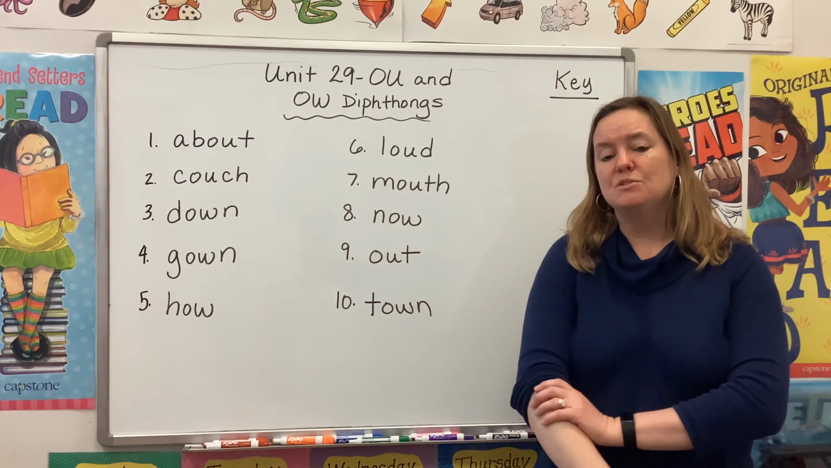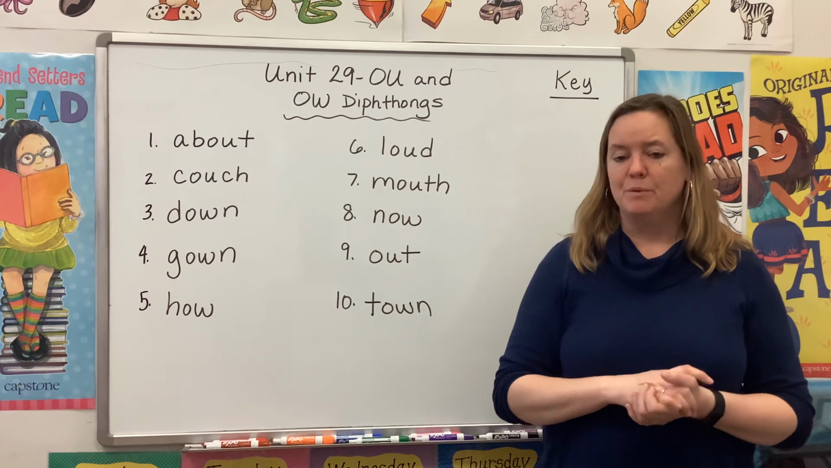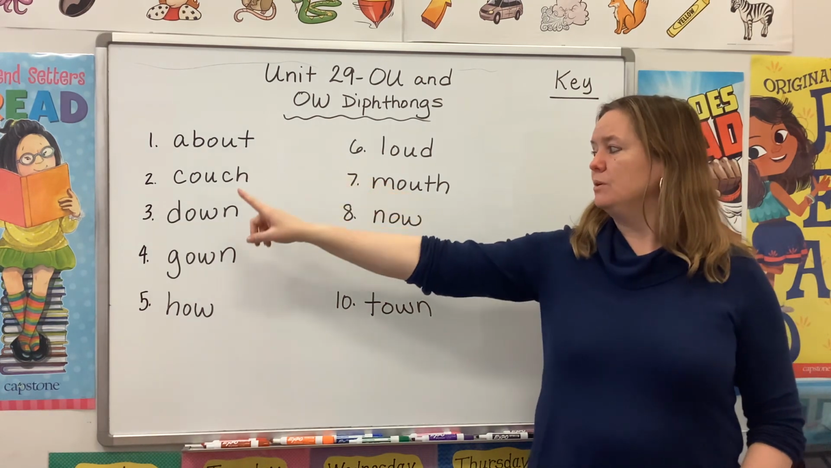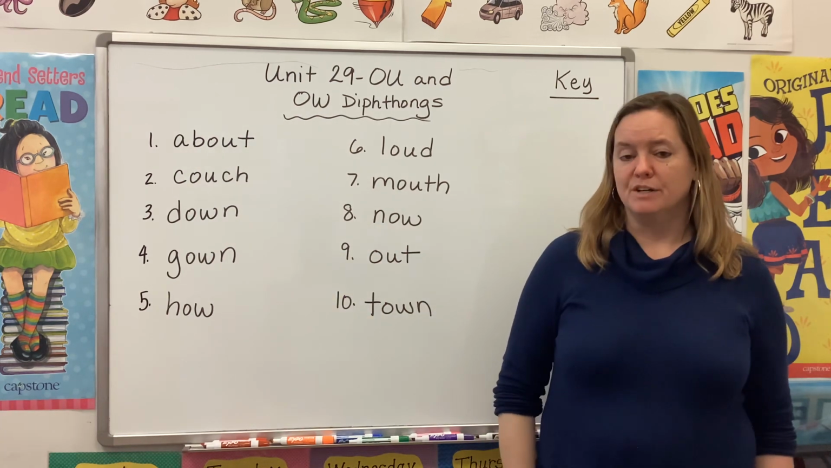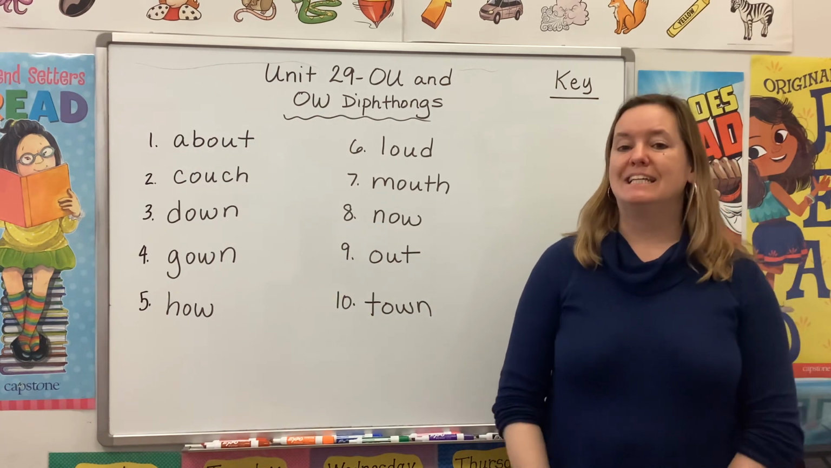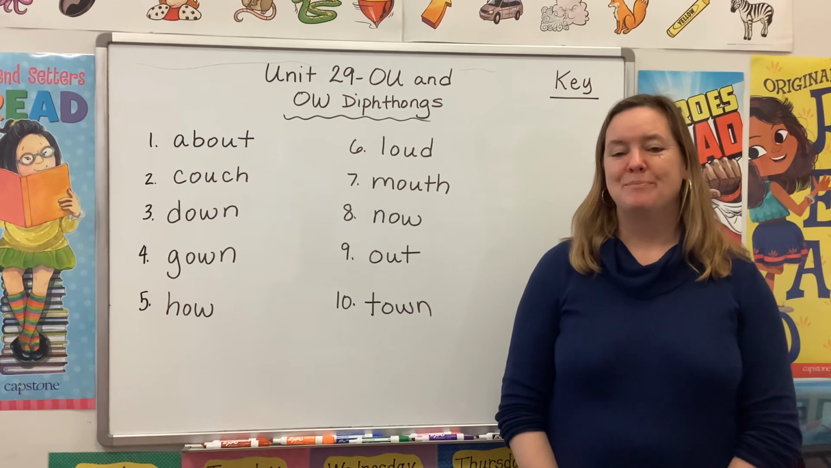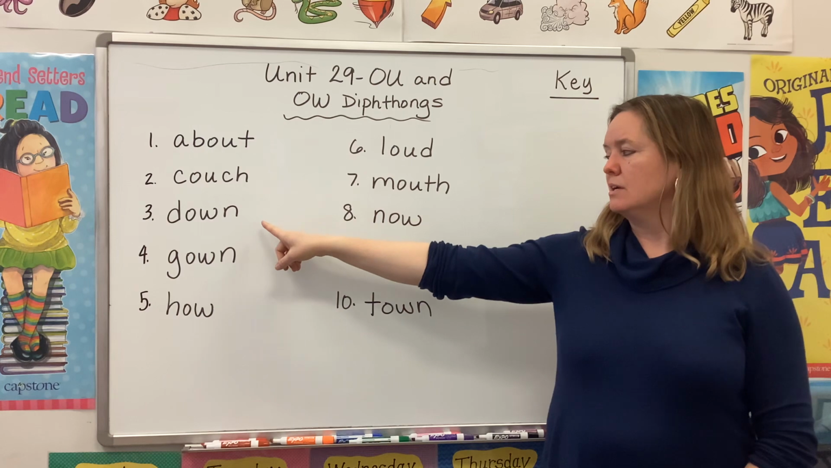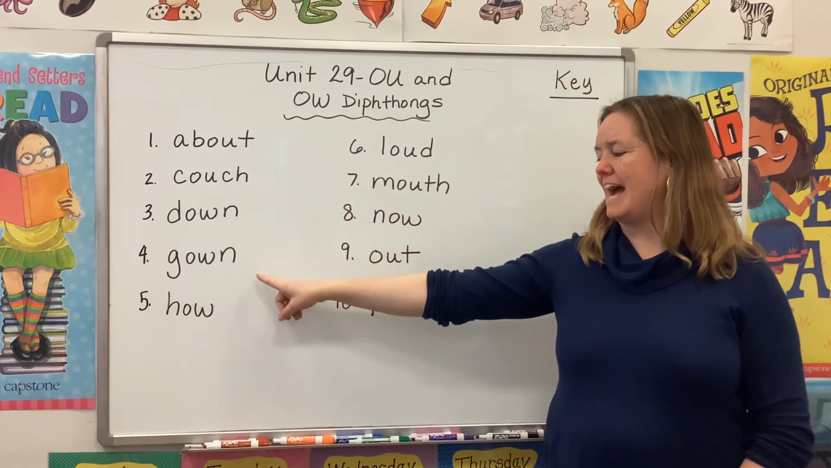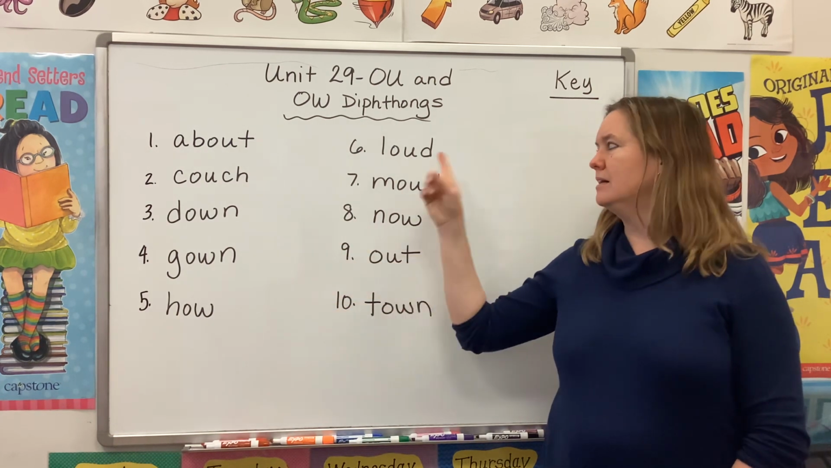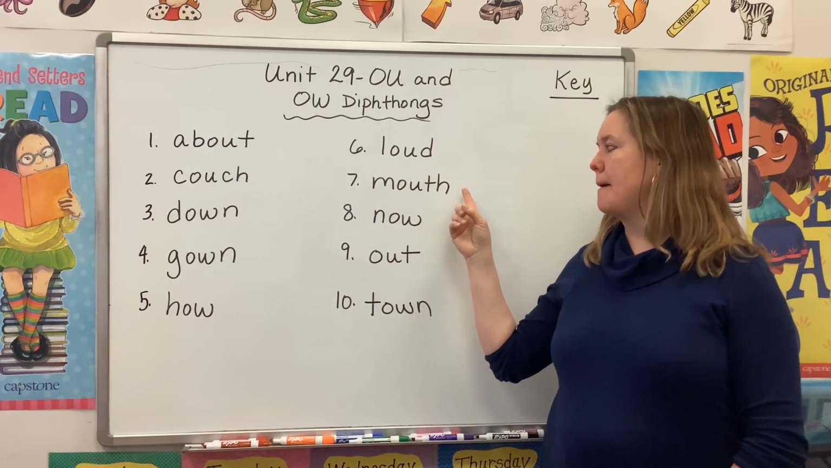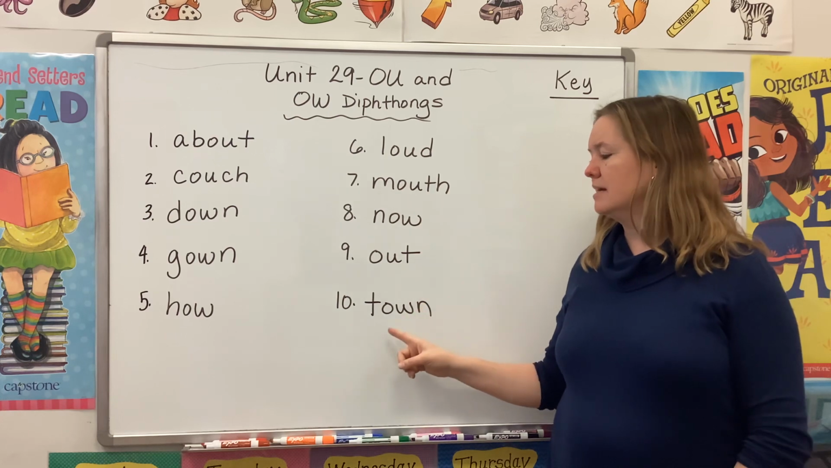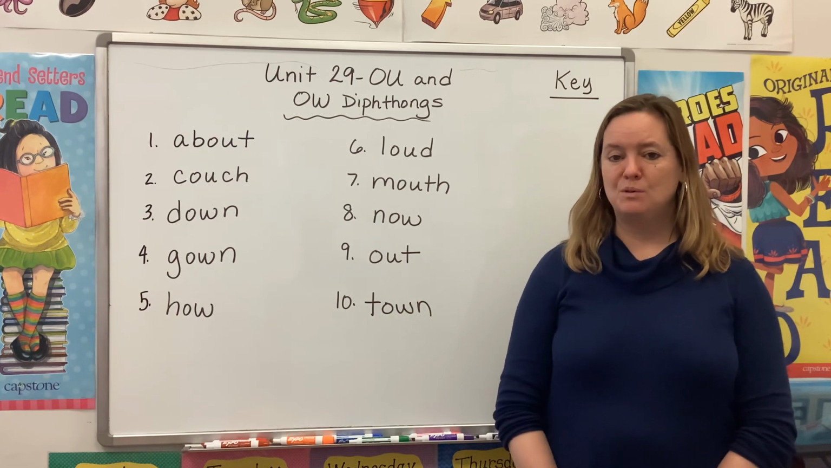So what I want to do now is I want to read the list with you. As I do, I want you to use your eyes to look for the OU or OW in each word and use your ears to listen for that ow sound. Here we go. About, couch, down, gown, how, loud, mouth, now, out, town. Did you hear that ow sound?